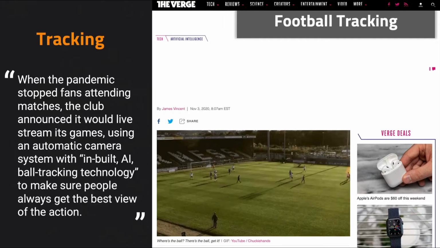And of course, because it's so popular, it has been basically used in every corner of our life. For example, in a recent live streaming of a football game, the host wanted to use tracking technology to stream their game so that they can automatically change their camera system so that it can always focus on the action and focus on the ball.